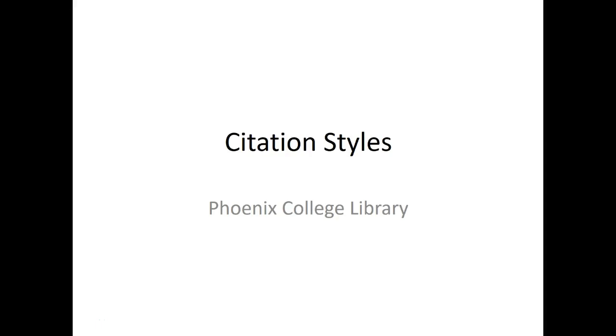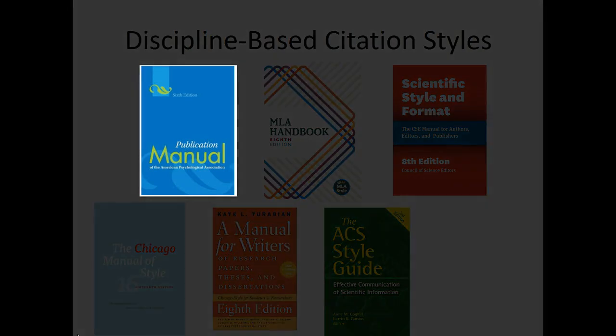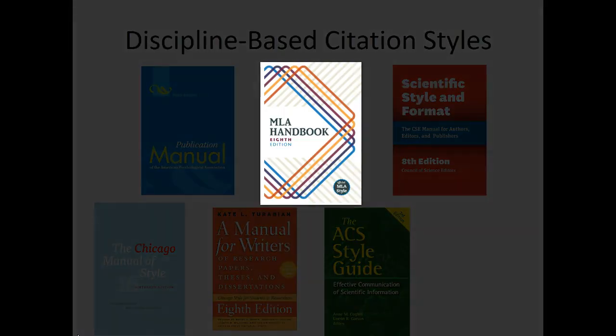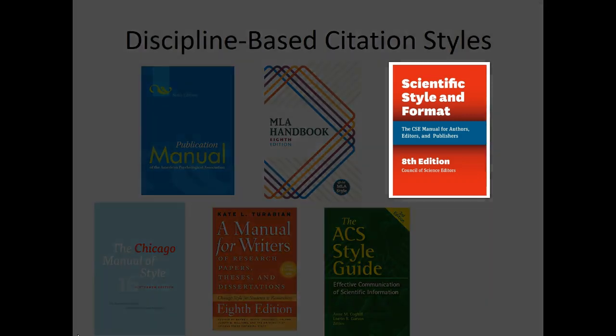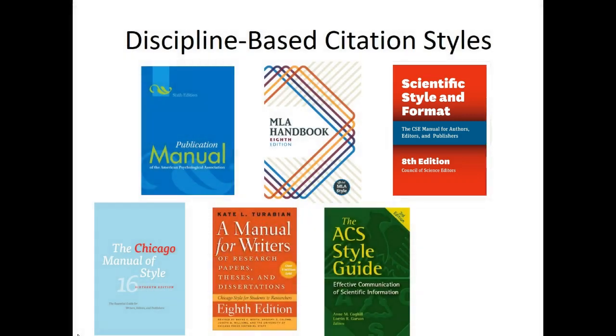When you cite sources as a college student, you will be using a specific citation style. There are a variety of citation styles that are out there, and different disciplines use different citation styles. For example, the discipline of psychology uses the APA style. English and the humanities use the MLA style. The discipline of biology uses the CSE style. Be sure to ask your instructors which style they prefer you use.